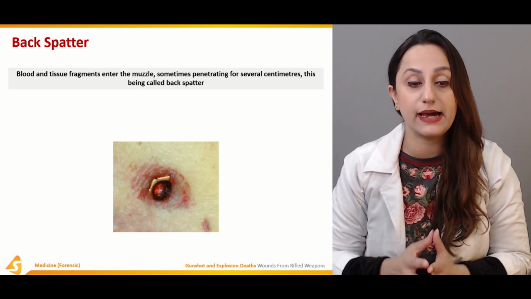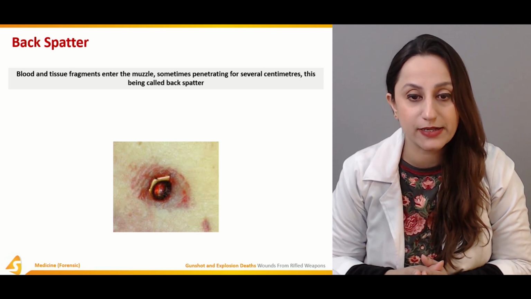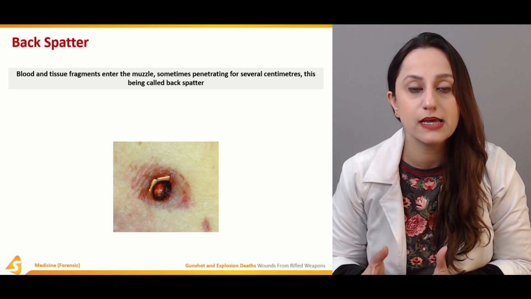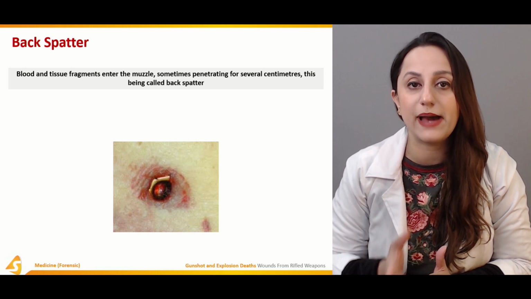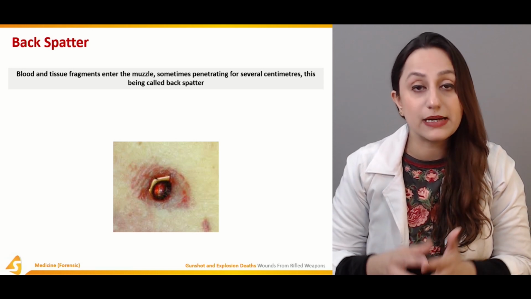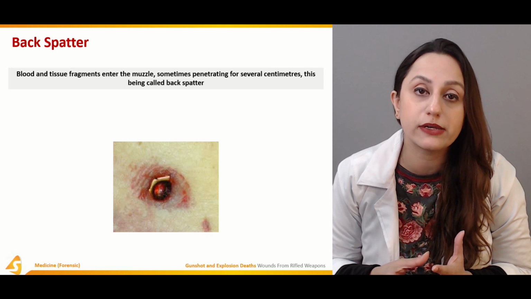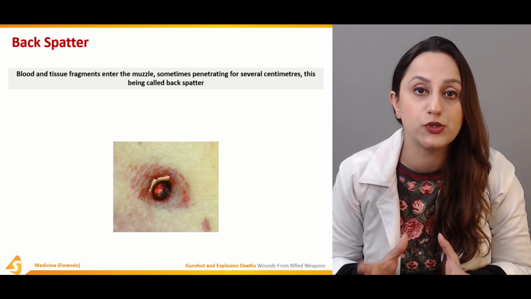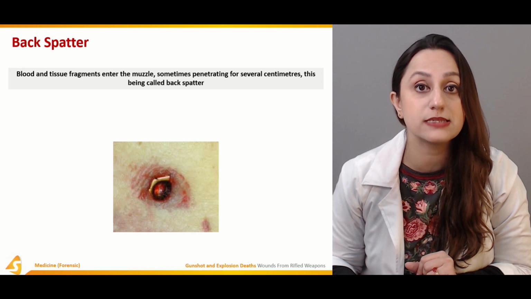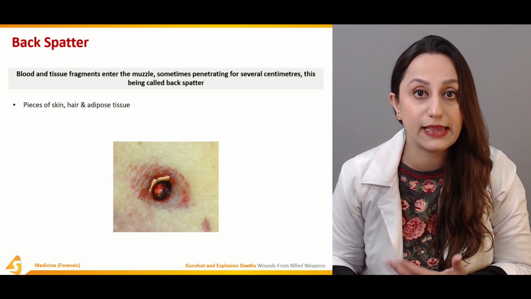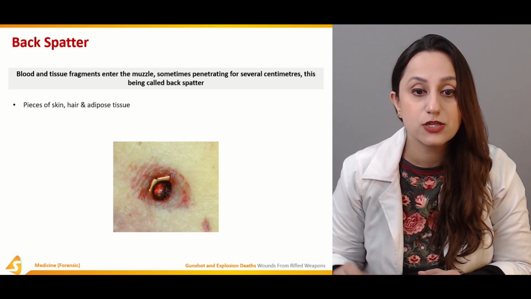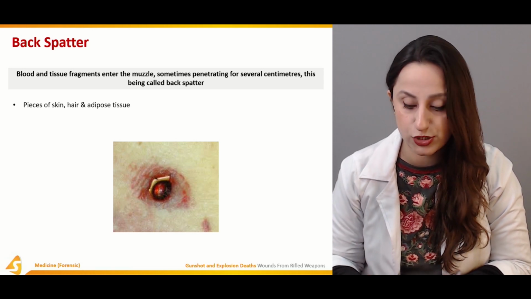It is defined as the blood and the tissue fragments enter the muzzle, sometimes penetrating for several centimeters, and this is being called the back spatter phenomenon. So basically, the muzzle will have a lot of the interior contents of the wound, and these are going to be of significance, and evidence is going to be collected from these muzzle fragments. So they are going to be very important over here.